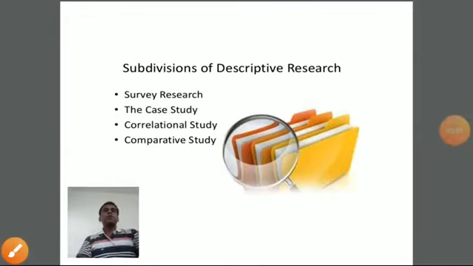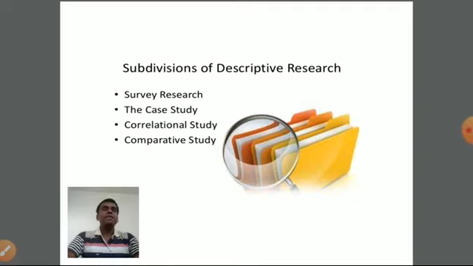Hello friends, welcome back. In the last video, we saw the concept of descriptive research. Now we are going to see the subdivisions of descriptive research. Friends, as I told you in the last video, the concept of descriptive research is what? We are going to elaborate the concept of research in a descriptive manner. So we have seen so many things.